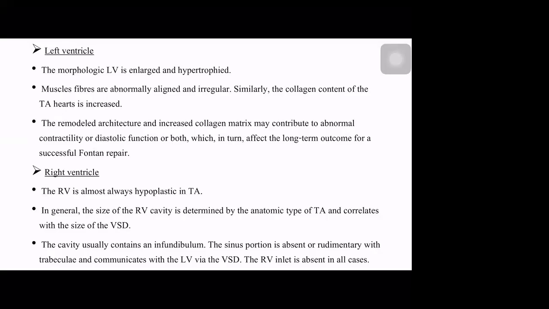The sinus portion is absent. I mean, the sinus portion of the RV is absent or rudimentary, with remaining parts of the trabeculae, and communicates with the LV via the VSD. The RV inlet is absent in all cases. So, whenever there is an RV cavity, the cavity is almost always formed by the infundibulum.